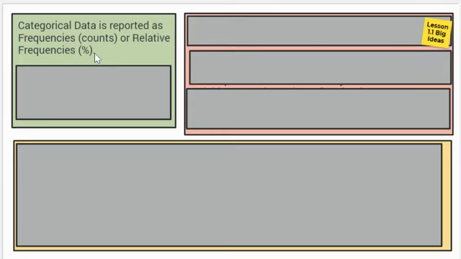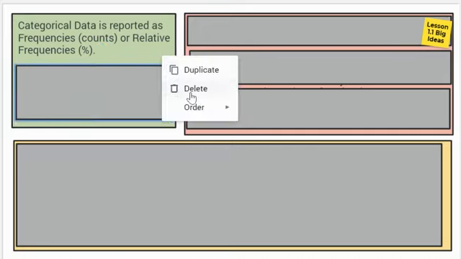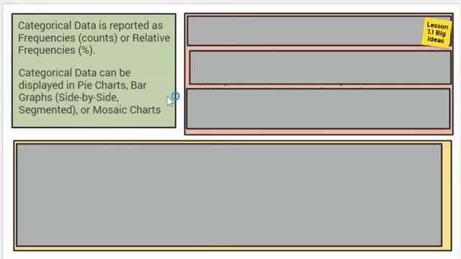So categorical data is data that is not numerical. And categorical data is either given as a frequency or relative frequency, and we need to know that relative frequency is a percent. The second big idea is that categorical data can be displayed in pie charts, bar graphs, whether it's a side-by-side bar graph or a segmented bar graph, and can also be displayed as a mosaic chart or a mosaic plot. So that's a little bit of information about categorical data.